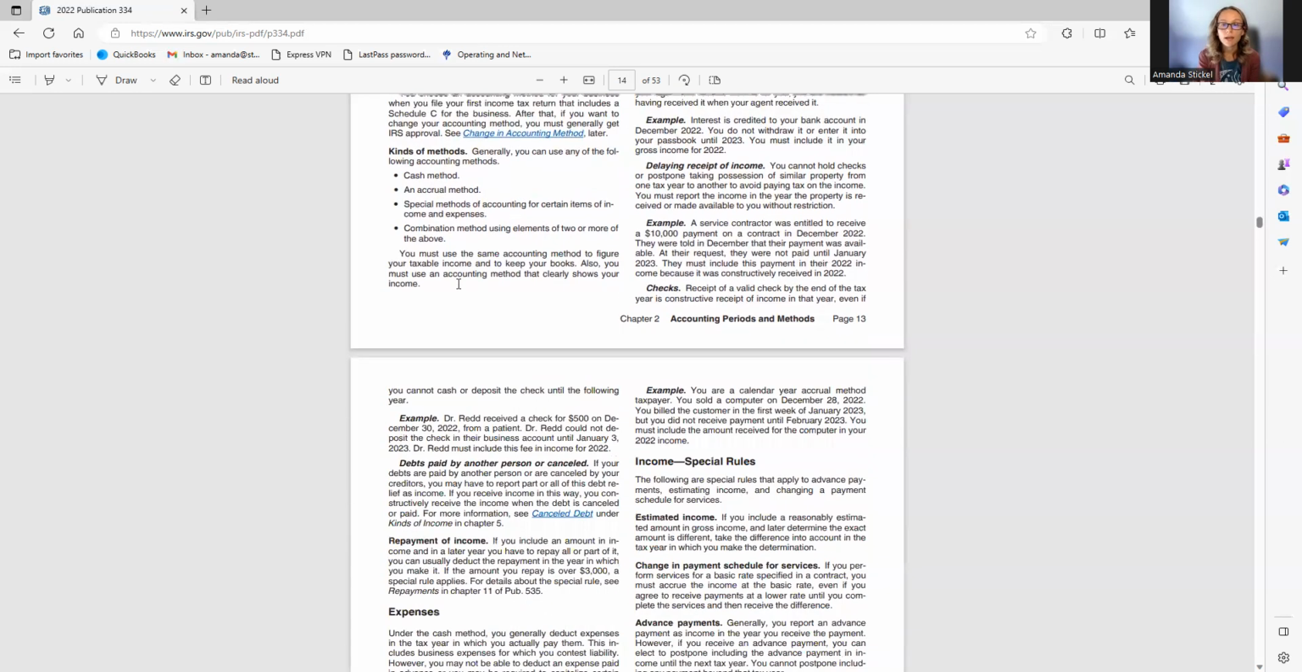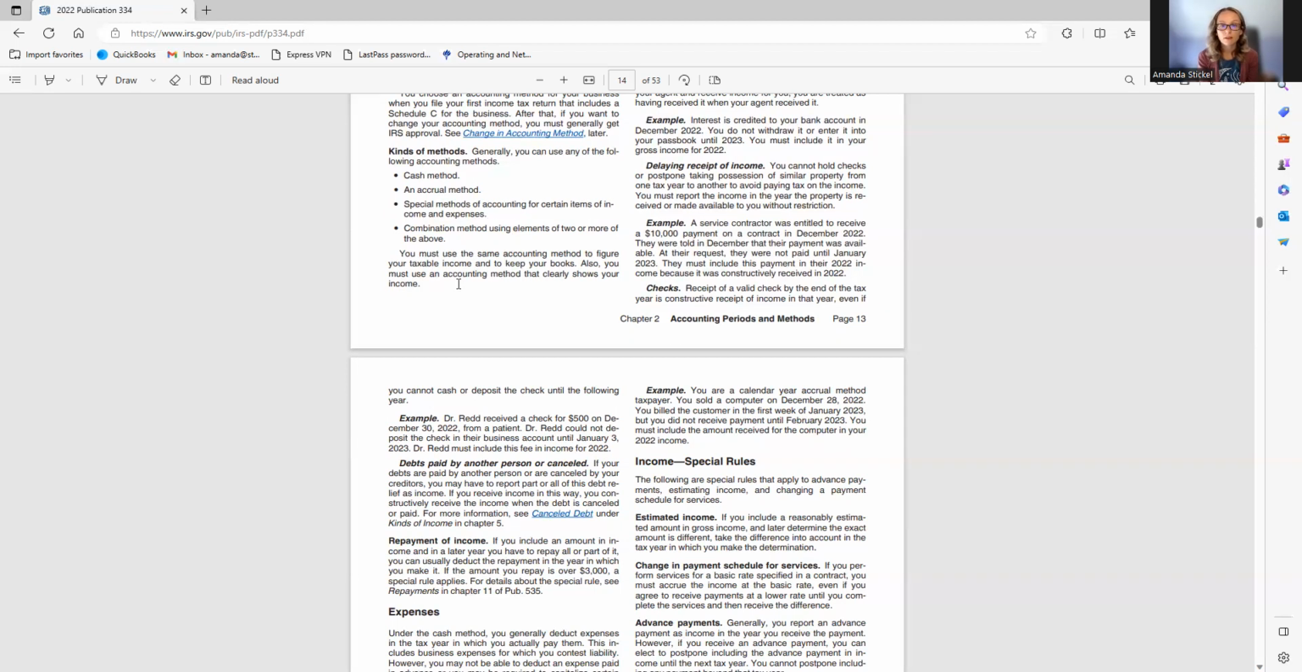Delaying receipt of income. You cannot hold checks or postpone taking possession of similar property from one tax year to another to avoid paying tax on the income. You must report the income in the year the property is received or made available to you without restriction. Example: a service contractor was entitled to receive a $10,000 payment on a contract in December 2022. They were told in December that their payment was available. At their request, they were not paid until January 2023. They must include this payment in their 2022 income because it was constructively received in 2022.